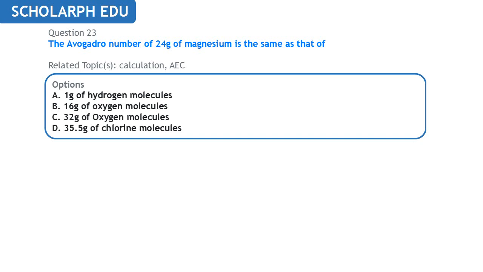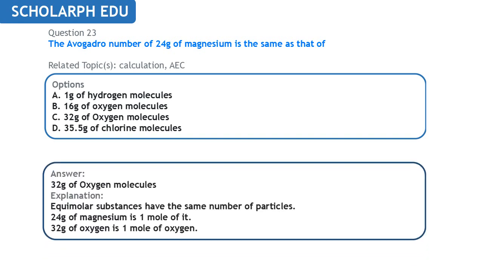The Avogadro number of 24 grams of magnesium is the same as that of... Now, the Avogadro number is the number of particles in 1 mole of a substance, and that is 6.02 times 10 raised to power 23. If you look at 24 grams of magnesium, 24 is the atomic mass of magnesium. So 24 grams of magnesium would mean 1 mole of magnesium.